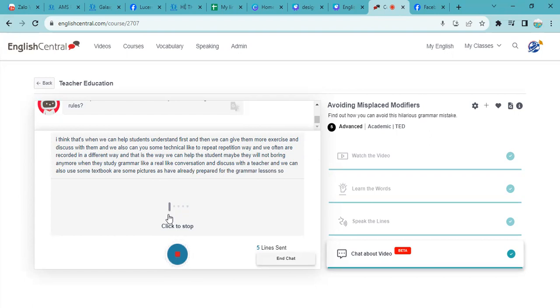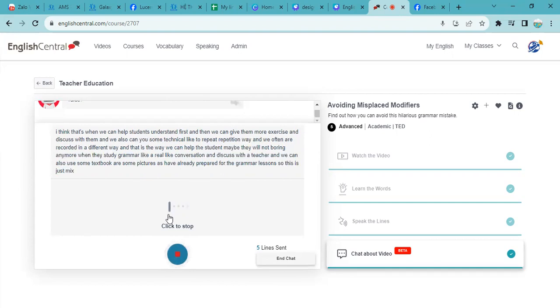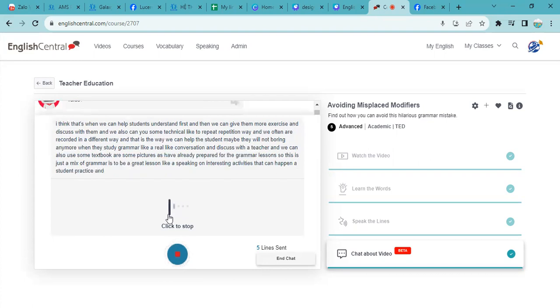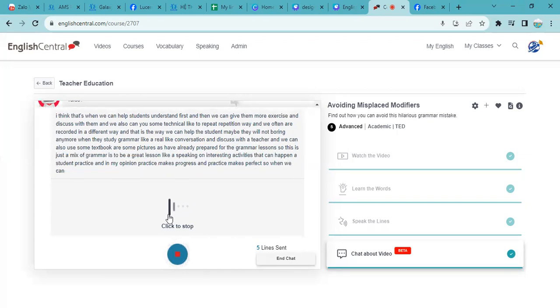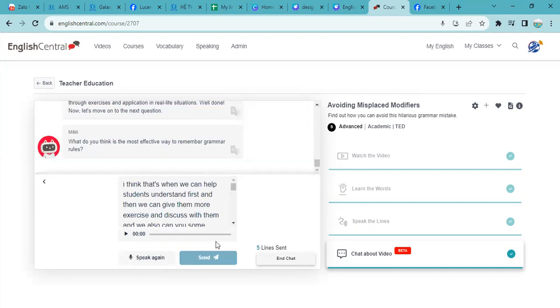So we just make grammar a great lesson, like speaking and interesting activities that can help the student practice. And in my opinion, practice makes progress and practice makes perfect. So when we can translate or when we can use any grammatical point. Oh, it's finished.